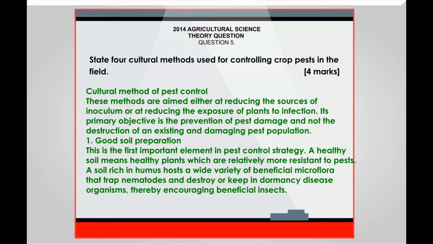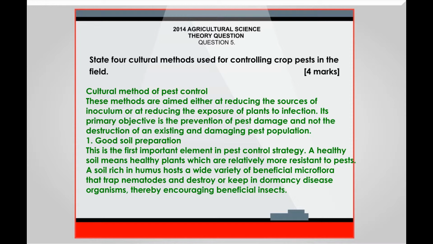State 4 cultural methods used for controlling crop pests in the field. Cultural methods of pest control. These methods are aimed either at reducing the sources of inoculum or at reducing the exposure of plants to infection. It is the prevention of pest damage and not the destruction of an existent and damaging pest population.